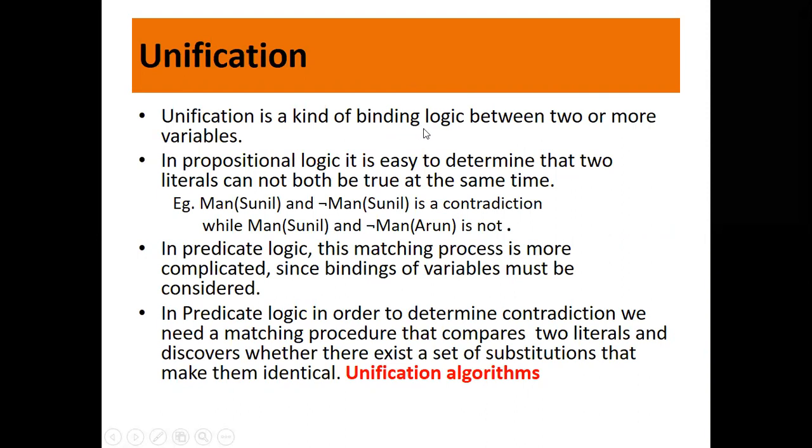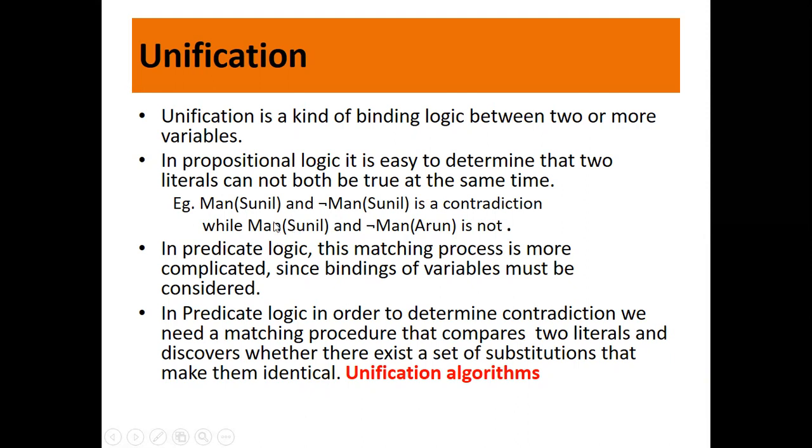In propositional logic, it is easy to determine that two literals cannot both be true at the same time. Like Sunil is a man and Sunil is not a man. Look at the negation here. This is a contradiction, right? But Sunil is a man and Arun is not a man is okay, fine. Why? Because the variables are different.